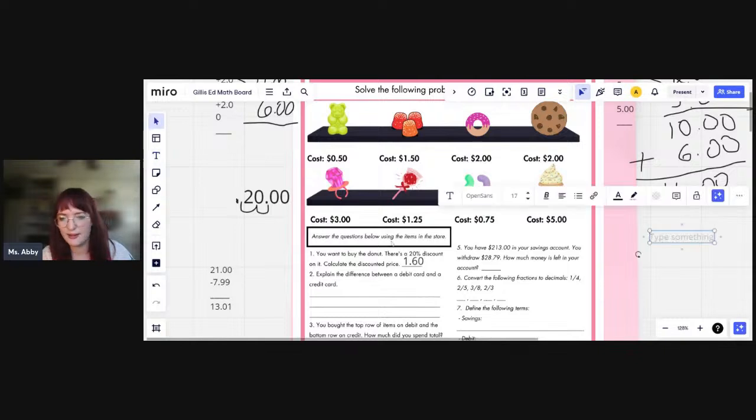So that is going to be another subtraction problem where you take your original number, which is 213, and you subtract $28.79. And so once you do that, you should be left with $184.21 after you do the subtraction.